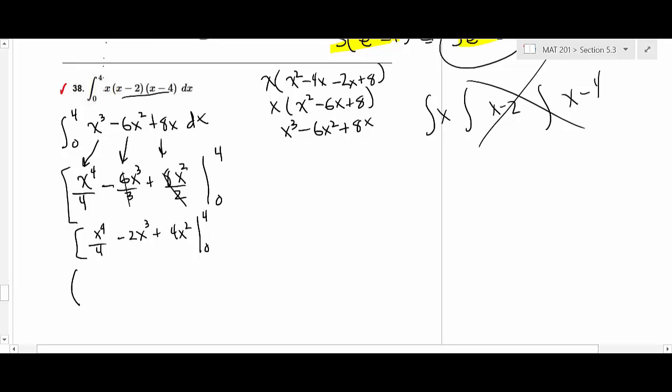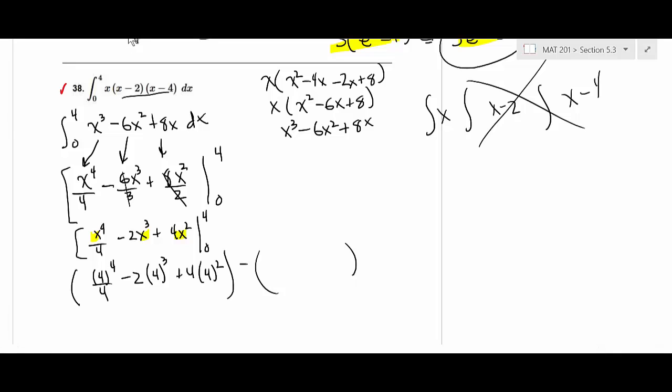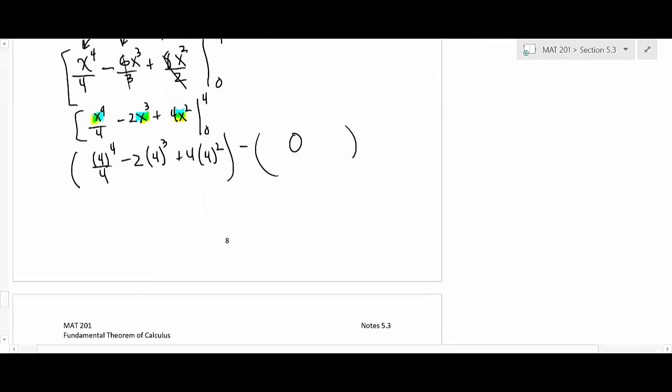Everywhere you see an x, just plug in the 4. We do that first, so that's 4 to the 4th over 4 minus 2 times 4 to the 3rd plus 4 times 4 to the 2nd. Then plug in the 0. Now, here's what you can do. If you plugged in a 0, wouldn't that whole thing just go to 0? I don't care if you just do that, because that'll happen a lot. But don't fall for that. Sometimes it doesn't go to 0, so make sure it goes to 0 before you do that. But take advantage of that if you see that. Saves you a little bit of time.